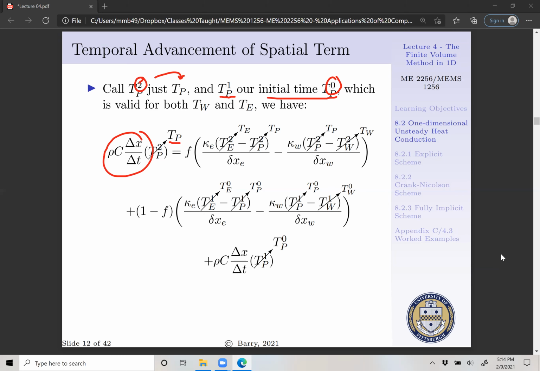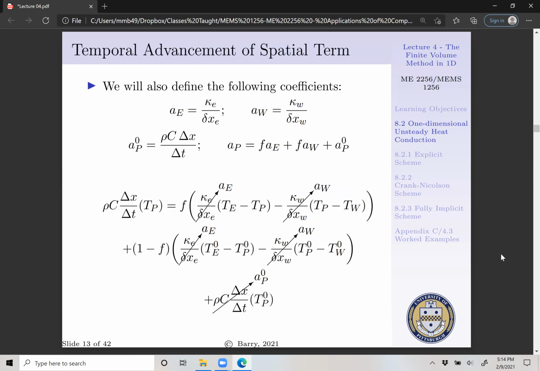So we got this leading coefficient of TP2, which we call TP. Now we just got to get all these TP values out. So we broke down that algebra there. What we're going to define is, as we've always defined, our diffusivity per our cell center spacing will be A east and A west. And we'll call AP naught, this will really be your rho c delta x per delta t. We'll define this guy as AP naught. And then AP will be F times A east plus F times A west plus AP naught from your previous time step.